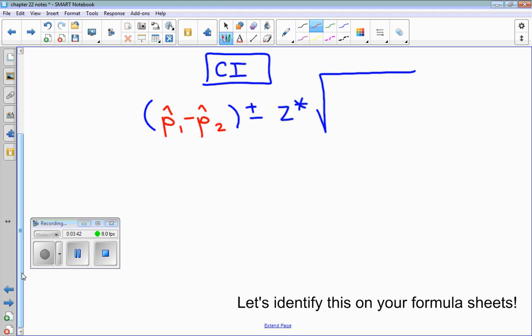Does anyone have their formula sheet handy? If you do, take it out for me. I'm going to grab mine. It's a good idea to look at that formula sheet, because what goes underneath that square root, do you remember?